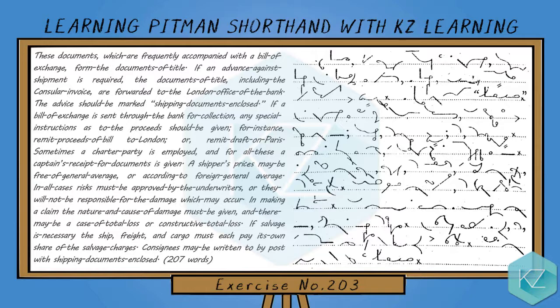If salvage is necessary, the ship, freight, and cargo must each pay its own share of the salvage charges. Consignees may be written to by post with shipping documents enclosed. Full stop.